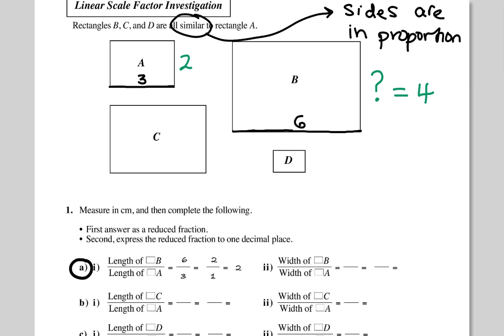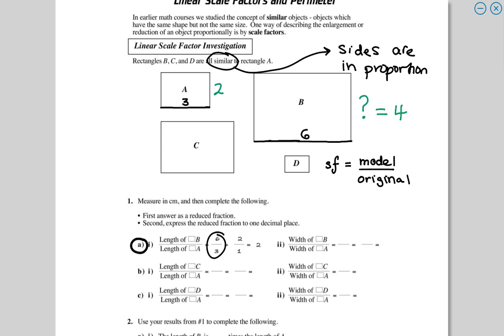How this would be done, we would say we have this thing called scale factor. Scale factor would be some new thing divided by some old thing. So often they use the terminology model and original because, for example, say you had a model car and you had the actual car. Then you do a scaled down version of the actual thing. So you would put the model divided by the original. So for us, we used 6 and 3 to find out that the scale factor was 2.